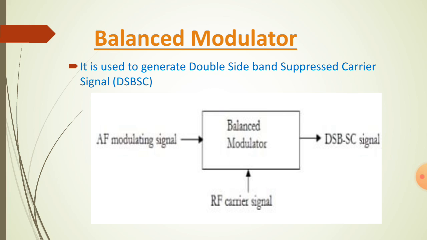So when these two input signals are given to the balanced modulator, it will produce a double sideband suppressed carrier signal. That means it will suppress the carrier signal and produce only the upper and lower sidebands. It will generate only double sideband by suppressing the carrier signal. That is the purpose of the balanced modulator.